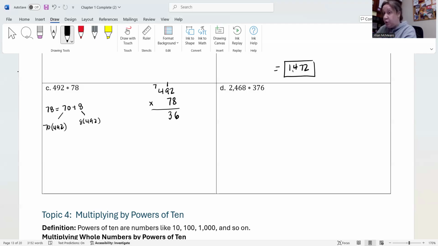And then 8 times 4 is 32, but we have to add 7. So 32 plus 7 is 39. Since that's my last multiplication for this row, I'm going to write out the full 39. Okay? So that's my first partial product. That is 8 times 492. Okay? Now I'm technically multiplying by 70. So this 0 in 70 is going to come right here.